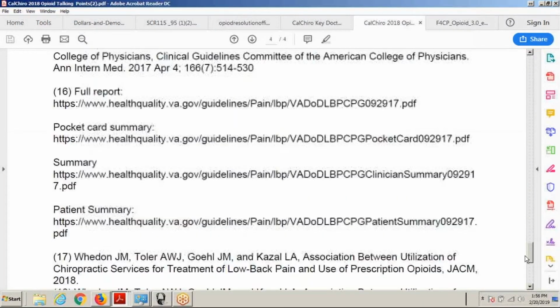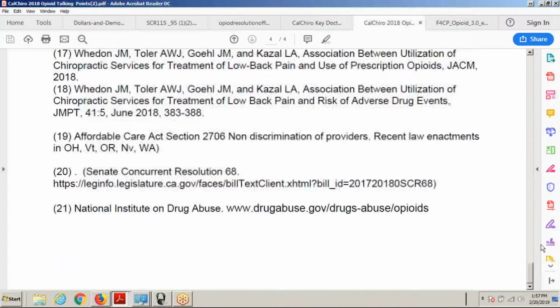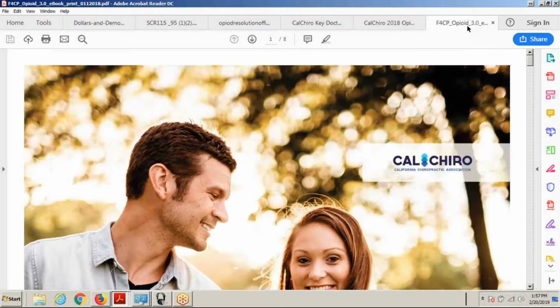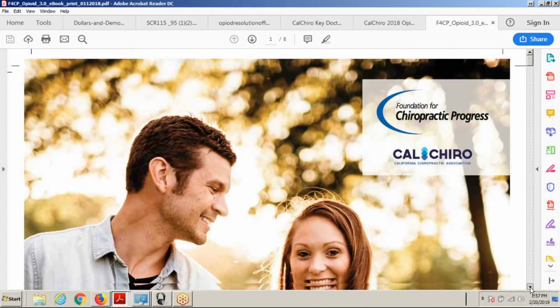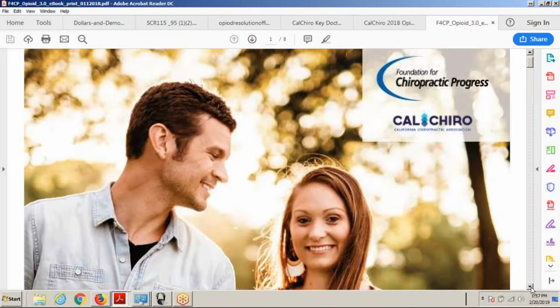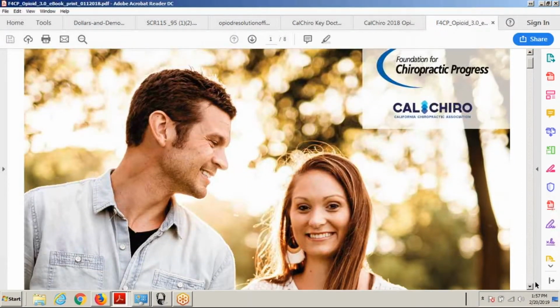So you'll also see here at the back of this document the references regarding that. You could take a look at that on your own. Stay on the things that have been approved within this document and that are applicable to how we're trying to lobby this effort. The final document that I wanted to share with you is something that's being provided for us by the Foundation for Chiropractic Progress.